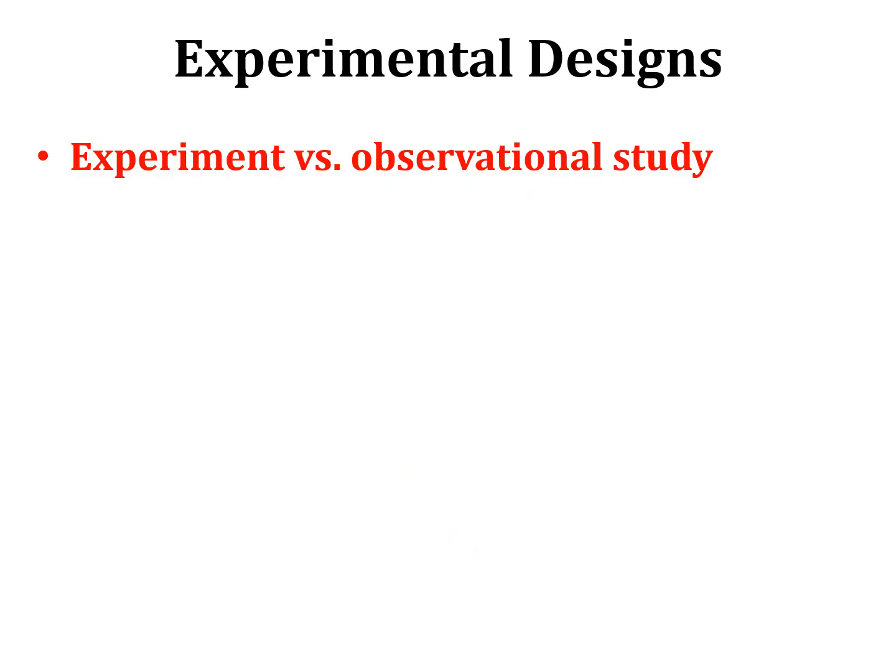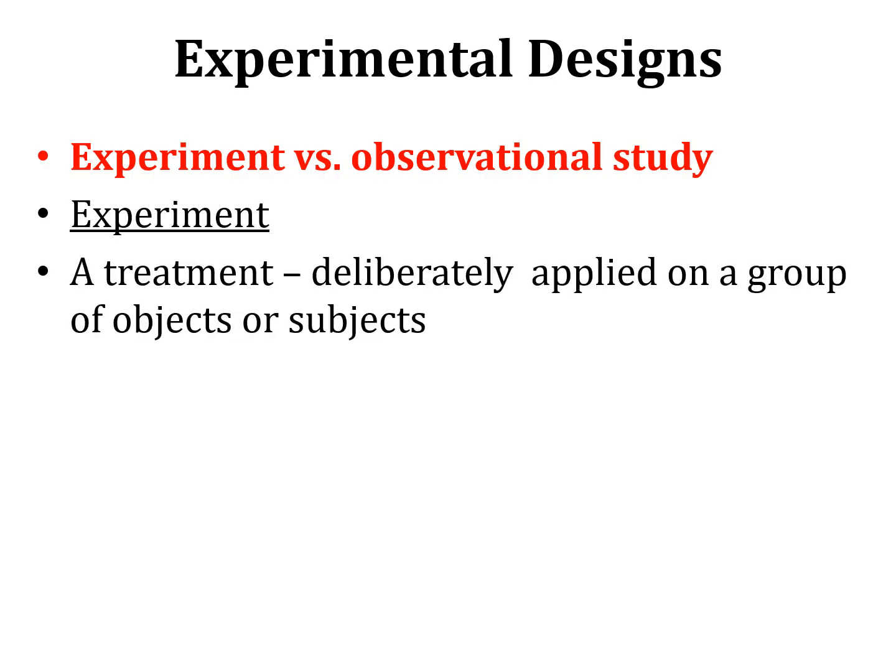So the experiments are different from observational studies, right? So what is an experiment? In an experiment, you have to apply a treatment deliberately on a group of objects or subjects that you're investigating, right? So in case of experiment, what you do is that you define different treatments and you apply those treatments onto objects or subjects. You deliberately apply those treatments.